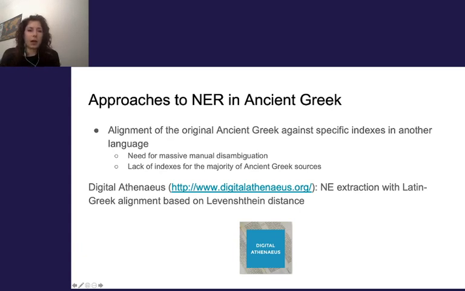alignment threshold is. And this is the case of a project like the Digital Athenaeus, which focuses on creating a digital edition of a work by a guy called Athenaeus of Naucratis, who lived in the 2nd century CE. The Digital Athenaeus created a so-called index digger based on the alignment of the original Greek text against a scholarly index written specifically for this work in Latin, and another more recent index that was written in English. And they used Levenshtein distance to align the Greek capitalized words against the corresponding Latin and English index. And Latin particularly is relatively easy for performing this kind of task, and I will show you why.